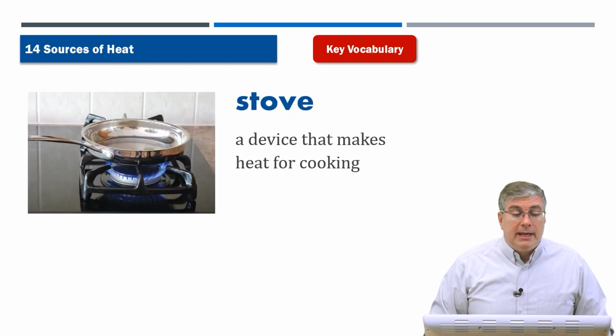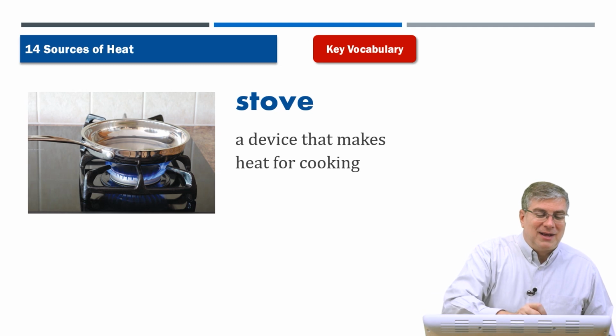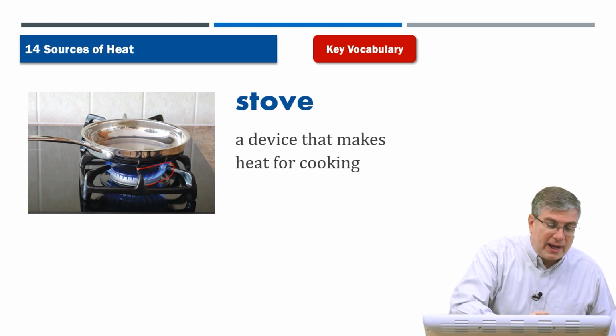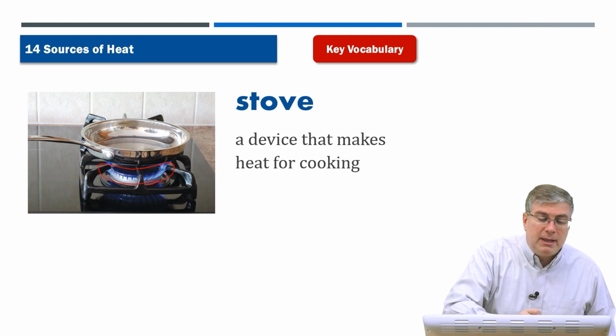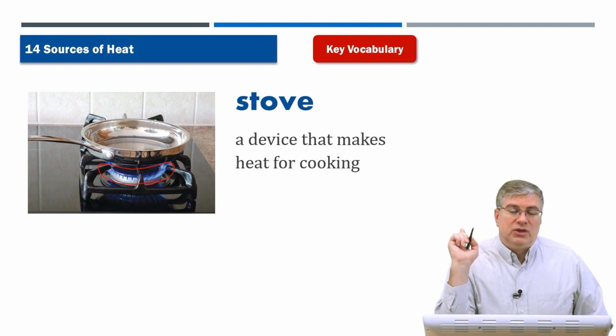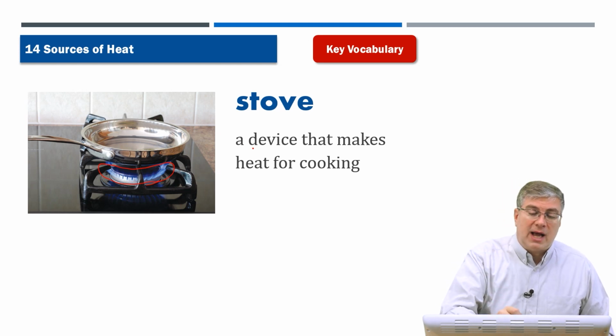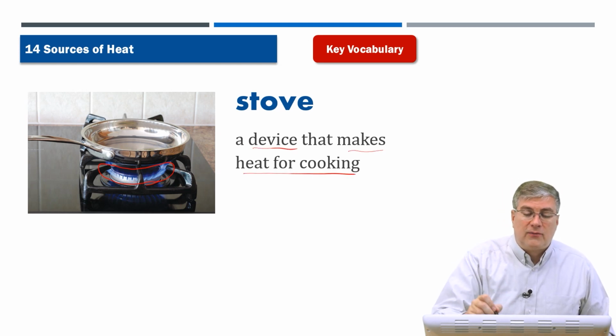Okay. Next is the stove. I just explained about natural gas. You see the fire here? It's a blue flame. What's burning? That is the natural gas I was just talking about. And of course, it's on your stove. Stove is a device that makes heat for cooking.